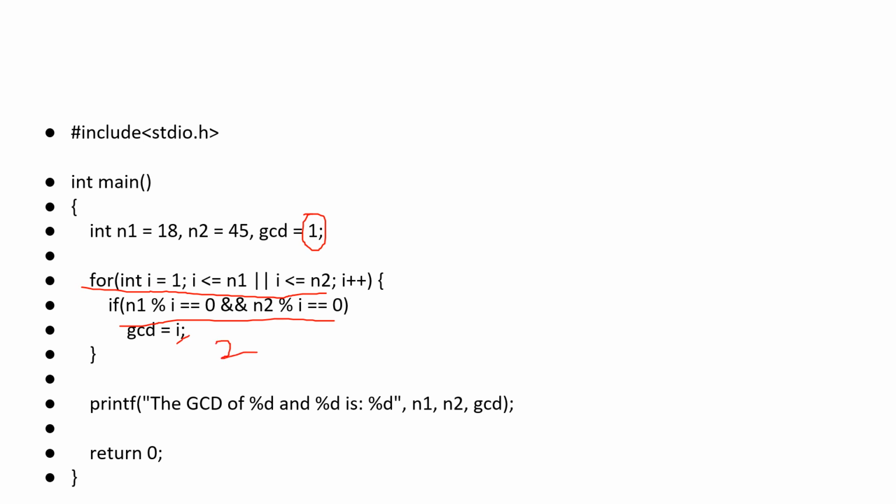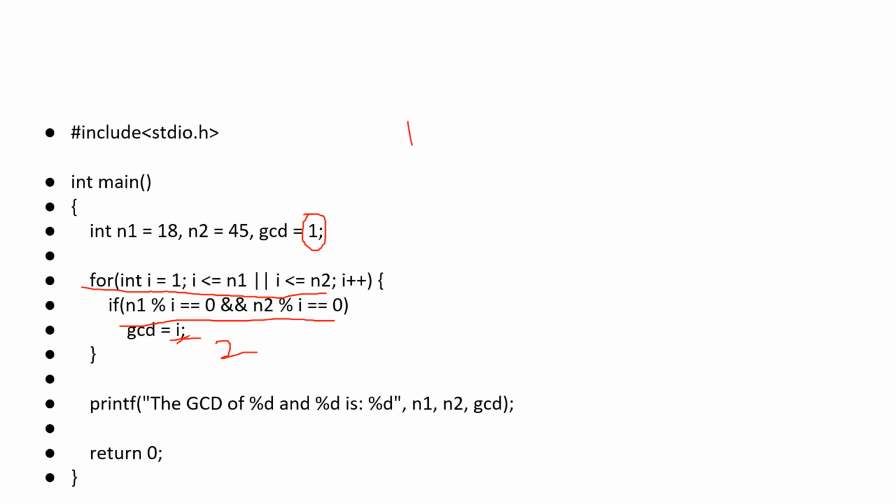Again it will check for 3. If 3 divides both numbers equally, 3 will be stored. Then 4, 5, 6, 7, till 10 it will go on checking whether each is divisible by both the numbers. In the case of 10 and 20, 10 will be the highest number, so 10 will be stored in GCD, and we'll print the value. The idea is we print the largest such number.